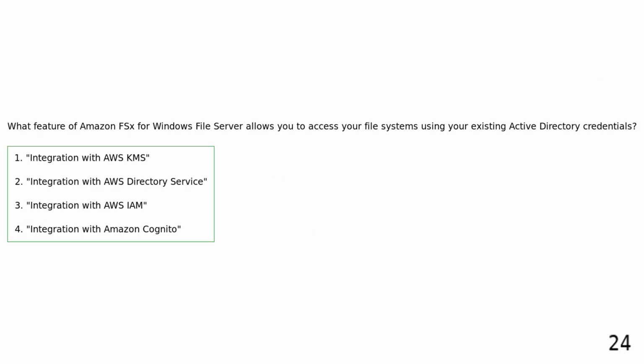What feature of Amazon FSx for Windows File Server allows you to access your file systems using your existing Active Directory credentials? Integration with AWS Key Management Service. Integration with AWS Directory Service. Integration with AWS IAM. Integration with Amazon Cognito. Amazon FSx for Windows File Server integrates with AWS Directory Service.